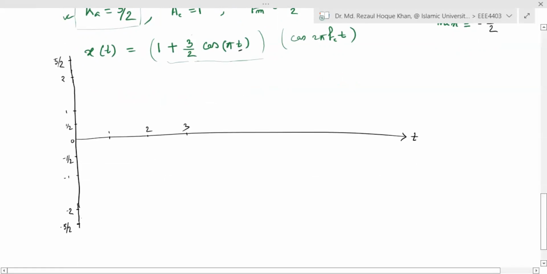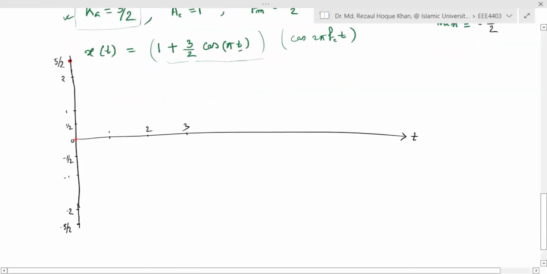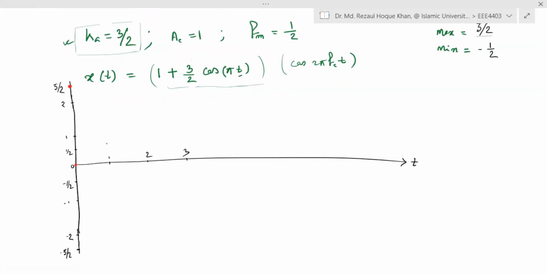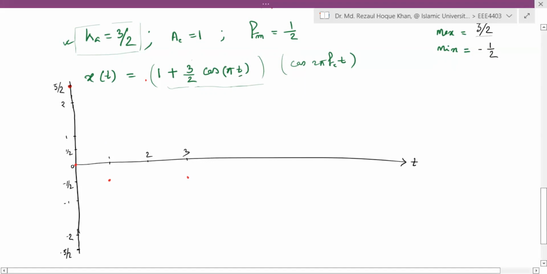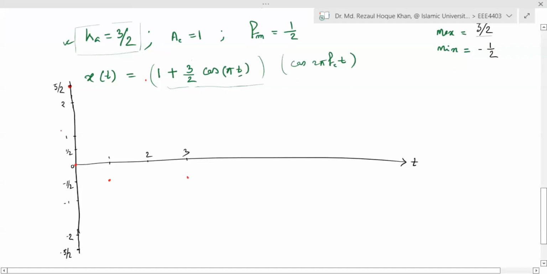Okay. So one point will be here for the maximum, when t equal to 0. When t equal to 1, it is minus half. And again for t equal to 2, it will be 5/2, and t equal to 3, it will be minus half, like this. So if this is the case, then let us add those dots.